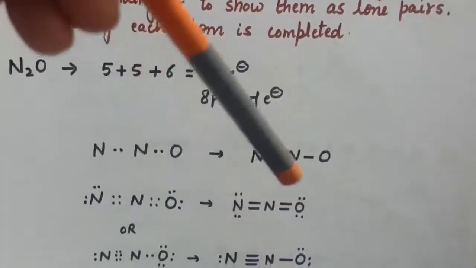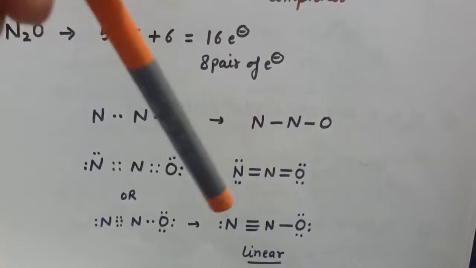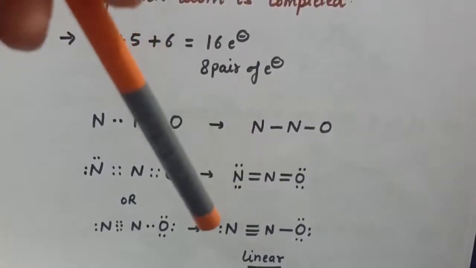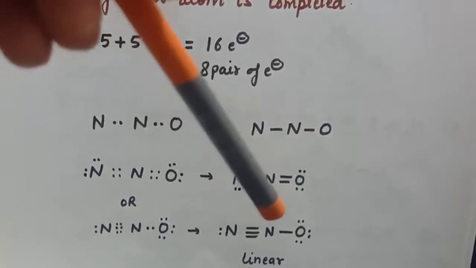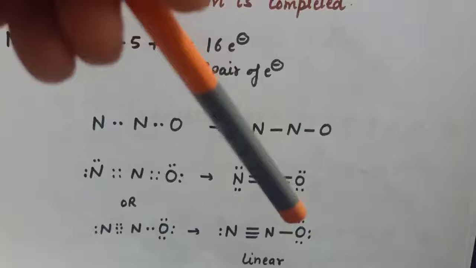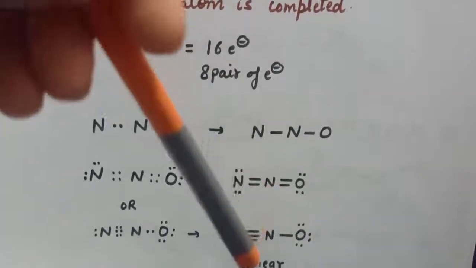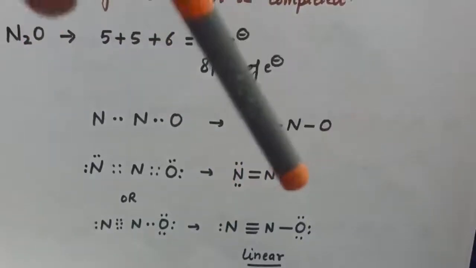This structure can also be represented in this form. Here we also have 1 lone pair on nitrogen, and there is a triple bond between the nitrogens and a single bond between nitrogen and oxygen. So these two are the resonating structures of each other, and the structure of dinitrogen oxide is linear.